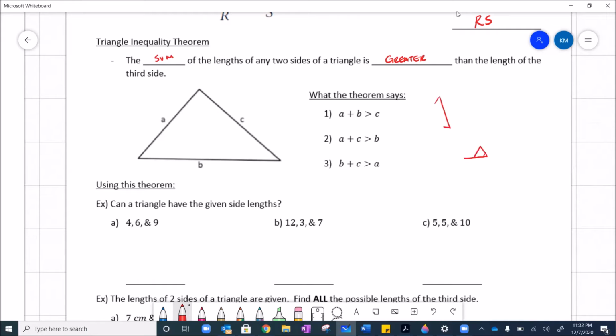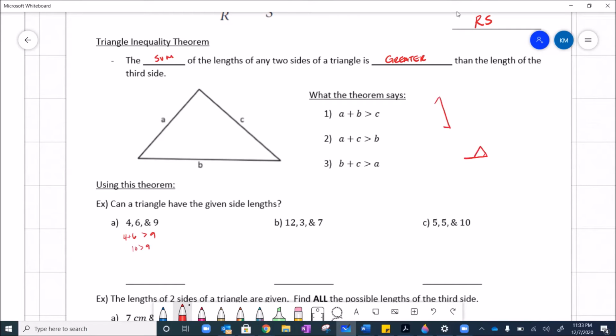It says, can a triangle have the given side lengths? We're given these side lengths 4, 6, and 9. Remember that our rule is that the sum of any two sides needs to be greater than the third side. So here's what I do. I always take the smaller two sides, 4 plus 6, and I say, is that greater than the third side? 4 plus 6 is 10. 10 is greater than 9.